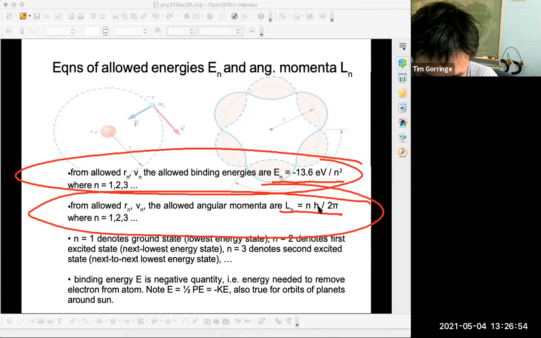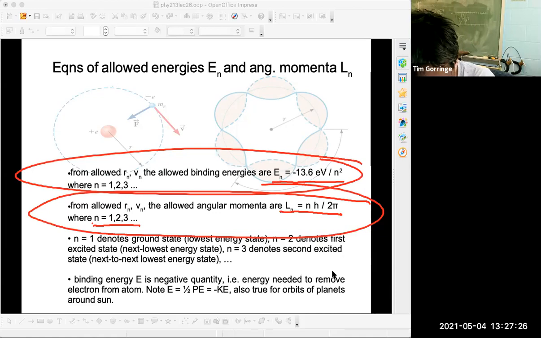And these n's describe the particular orbit. n equals 1, n equals 2, n equals 3, and so on and so forth. We actually call the lowest value, n equals 1, the ground state. It's the most bound atom state. We call n equals 2 the first excited state. It's the next most bound state. And then so on and so forth, right? n equals 3 would be the second excited state. It's the next lowest state.